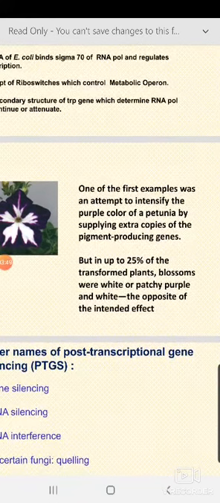One of the first examples was an attempt to intensify the purple color of a petunia by supplying extra copies of the pigment-producing gene. Try to understand what the goal of this kind of experiment was. We are going to regulate the gene expression by introducing RNA molecules inside the cell. They started with antisense, then sense, then double-stranded RNA. They found that for double-stranded RNA, the intensity of the function, that means the gene silencing, is more effective compared to the others.